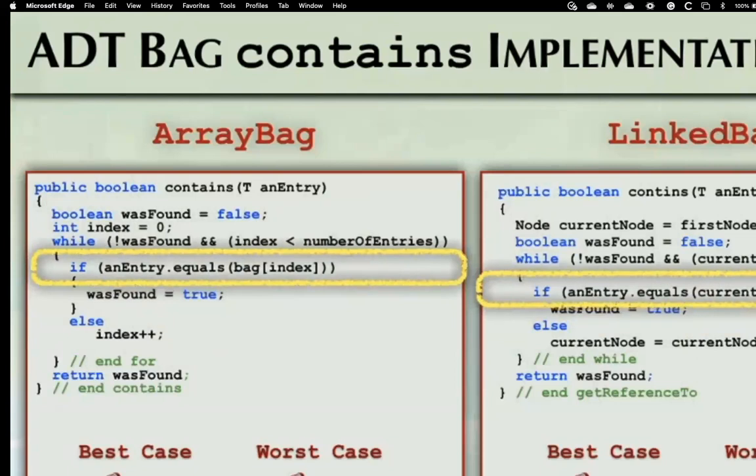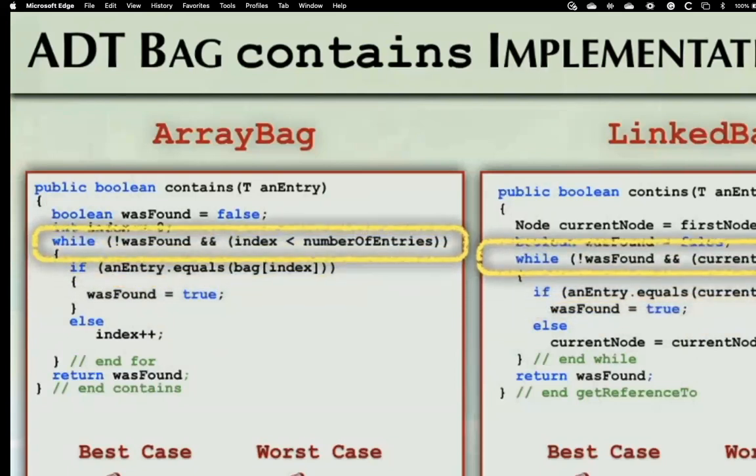These comparisons are inside while loops. The while loop has 2 tests to determine when the iteration should terminate. The first is when the item is found. In the best case, this is the first item, and so we would have a big O of 1. The second test is when every item in the collection has been examined. This gives us our big O of n worst case.